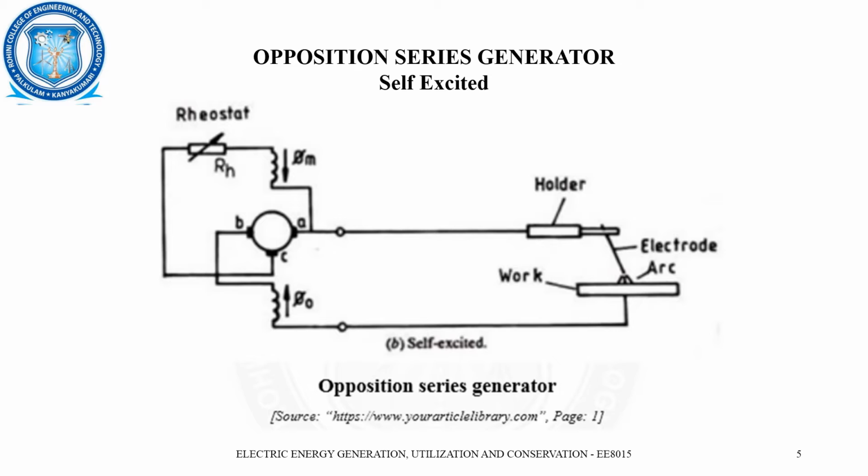Next, let us see about the self-excited opposition series generator. Here, as we see the circuit diagram, we can see that the field winding is energized from one half of the armature winding of the generator itself. This is why there is a third brush known as the brush number C. Already we have A and B brushes. Here we have C brush between the main brushes A and B. For that reason, it is also known as third brush generator.